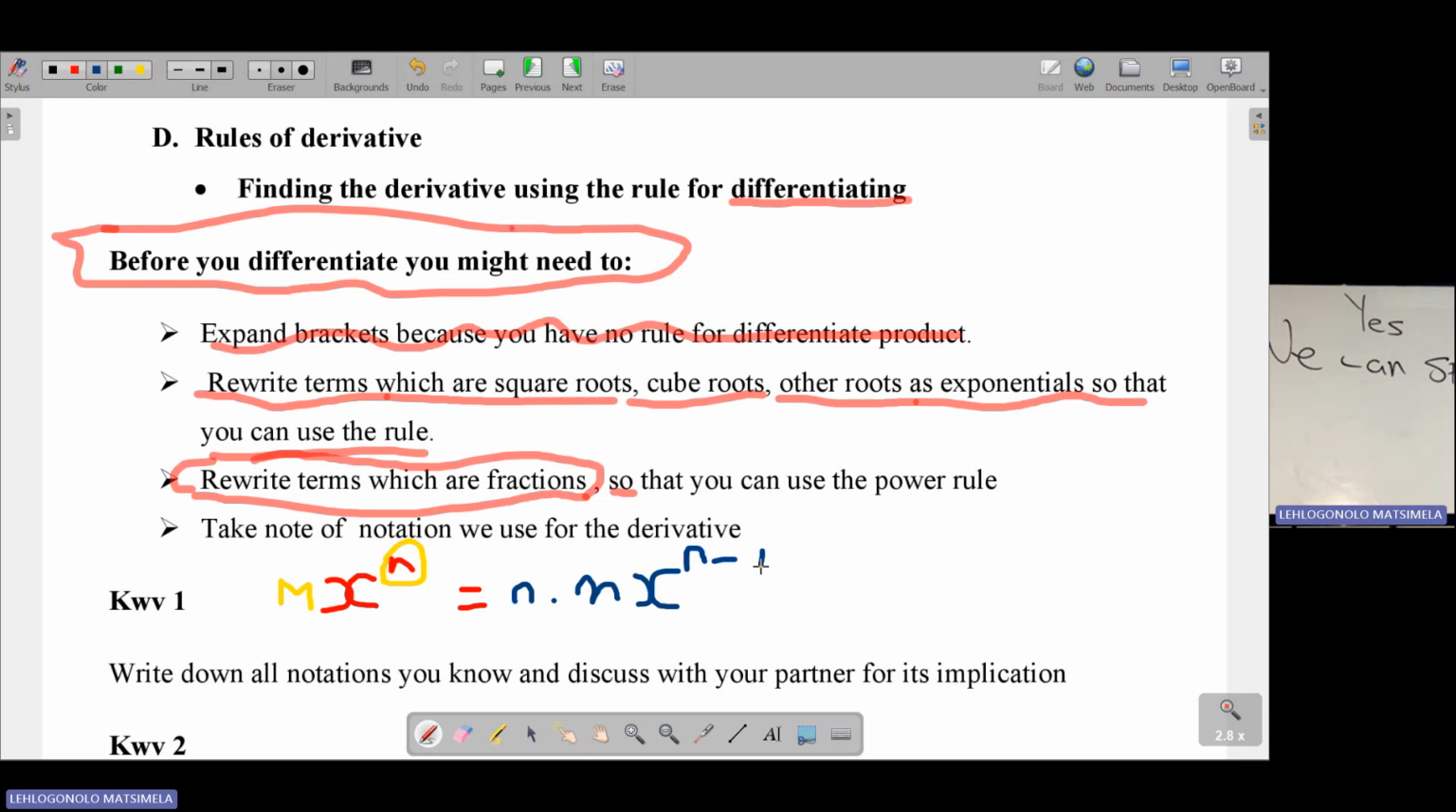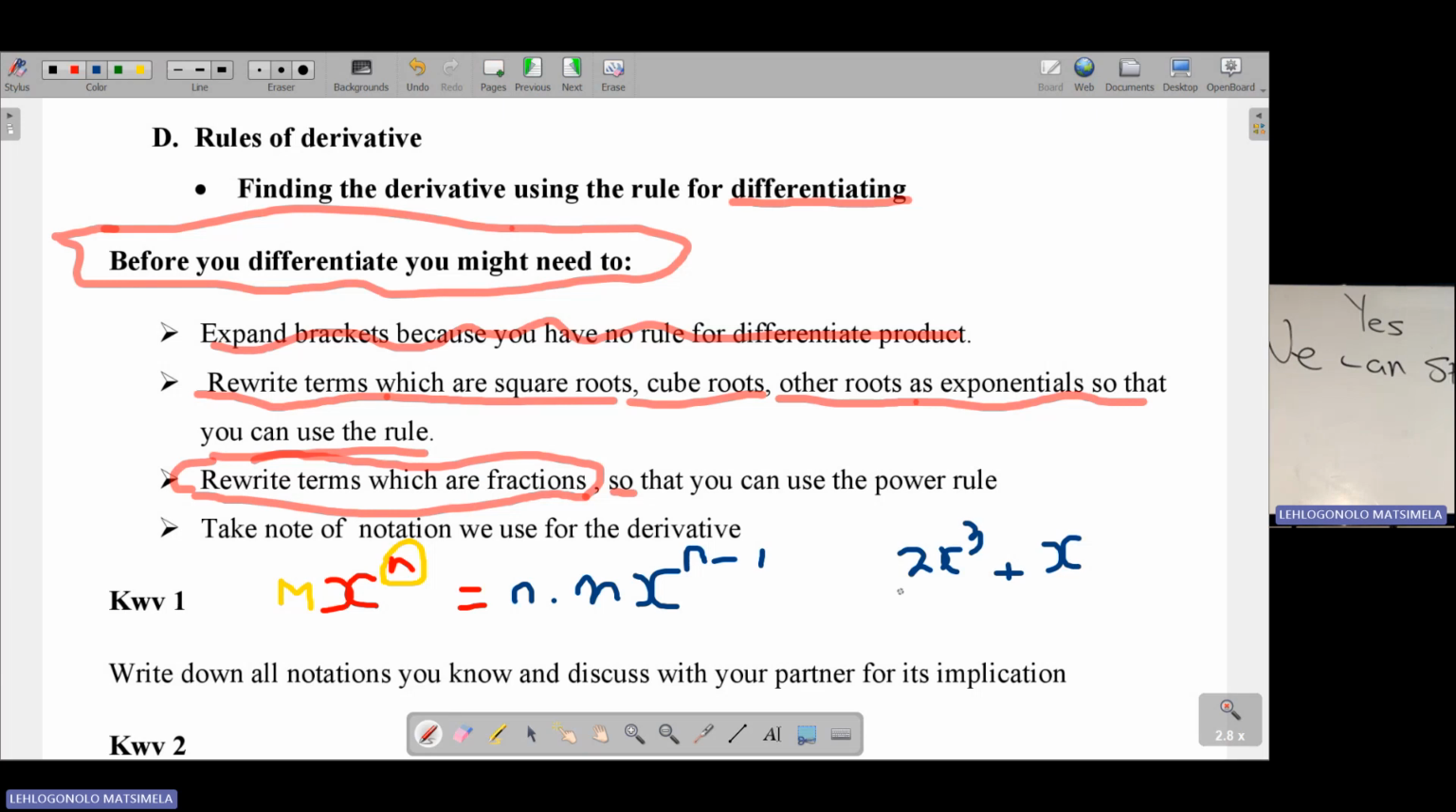This is the rule that you will be using to differentiate all the terms. For example, let's say we have 2x to the power of 3, plus, let's say, plus x. It means that in our given expression, we have two terms.